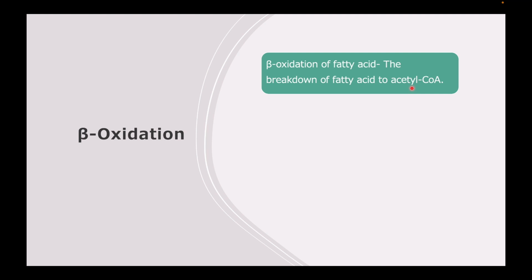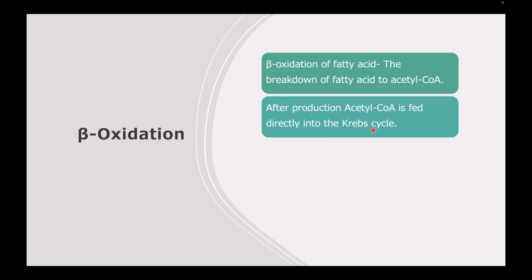And this acetyl coenzyme A can directly enter the Krebs cycle, which produces a lot of energy. Or it can also enter the ketogenesis pathway, where ketone bodies are produced during starvation to supply energy to the brain and other tissues which cannot produce ketone bodies.